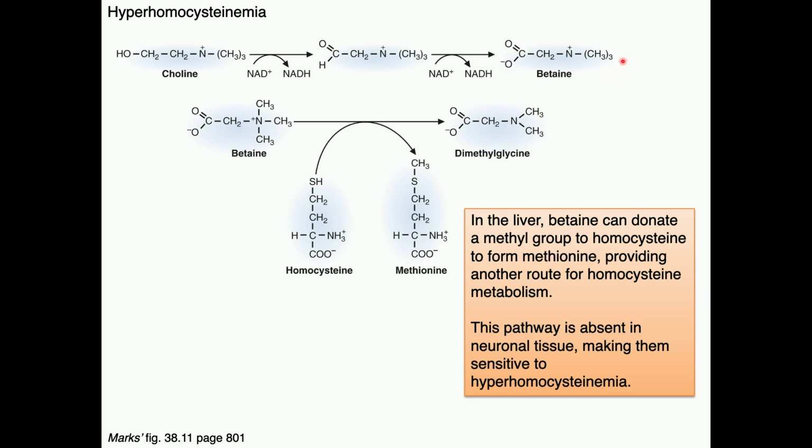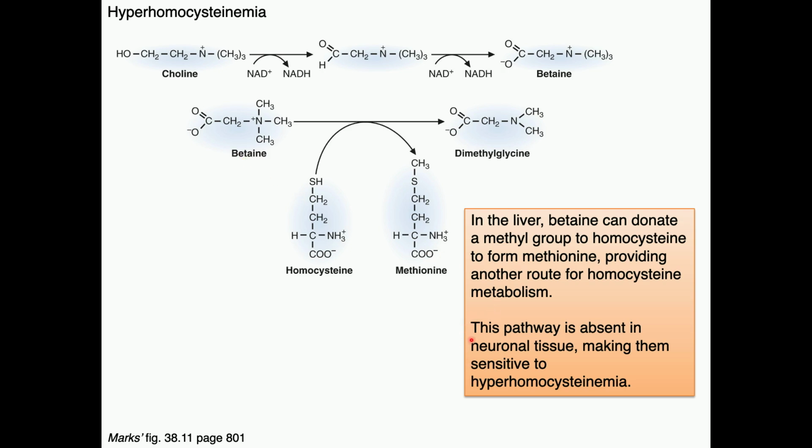Okay, so betaine has these nice 3 available methyl groups, and betaine can donate one of them to homocysteine to make methionine, as an alternative route of making methionine in the absence of vitamin B12 or in the absence of methionine synthase activity. So betaine is a naturally occurring molecule, but it can also be a treatment for hyperhomocystinemia.